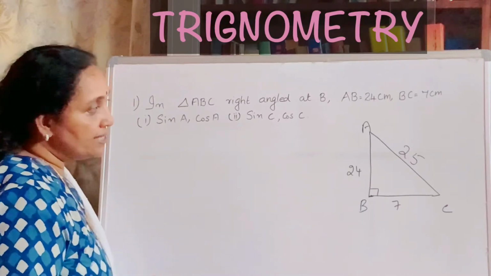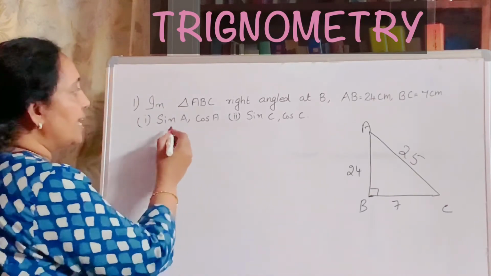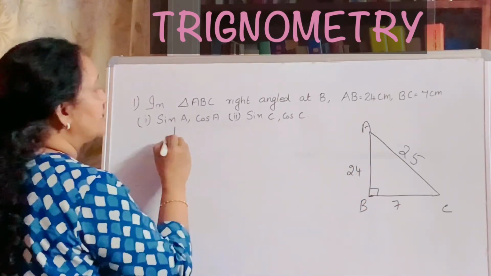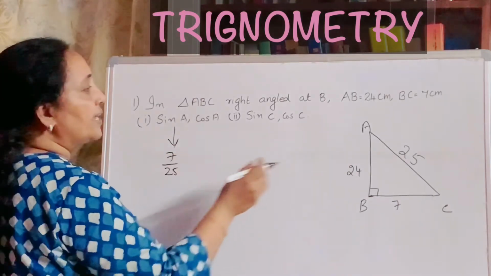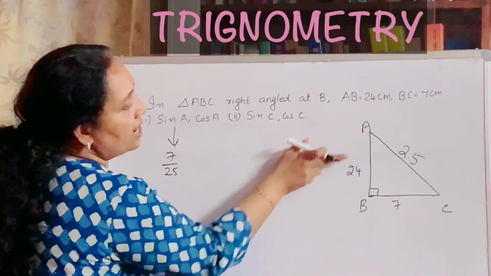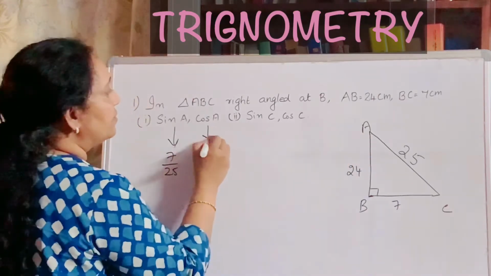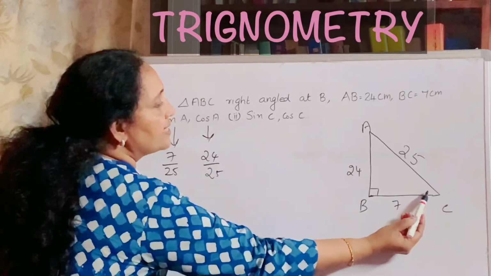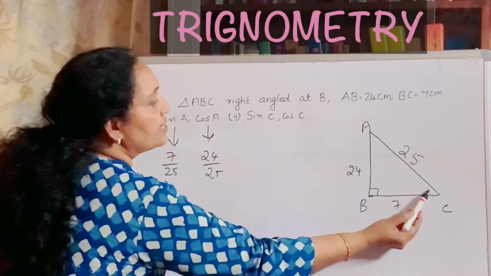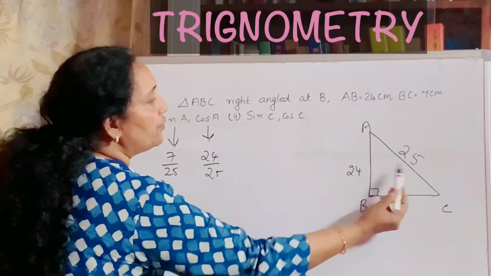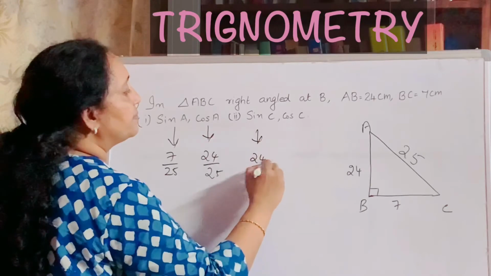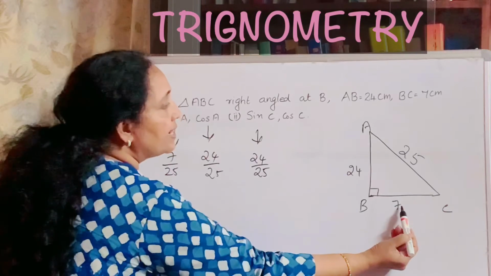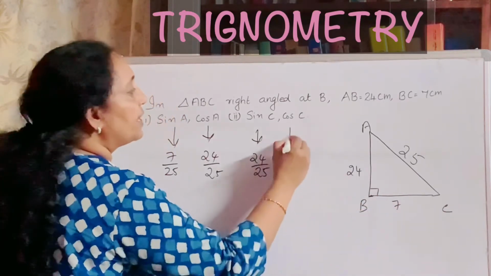Now in right triangle ABC we have the measures of all the sides. So sine A is opposite side by hypotenuse, that is 7 by 25. Then cos A is adjacent side by hypotenuse, that is 24 by 25. Then sin C, this is angle C. Sin C is opposite side of this angle by hypotenuse, that is 24 by 25. Then cos C is adjacent side of angle C divided by hypotenuse, that is 7 by 25.